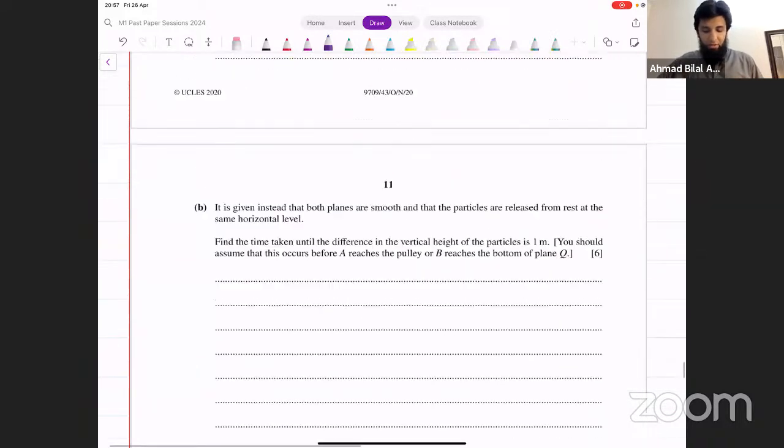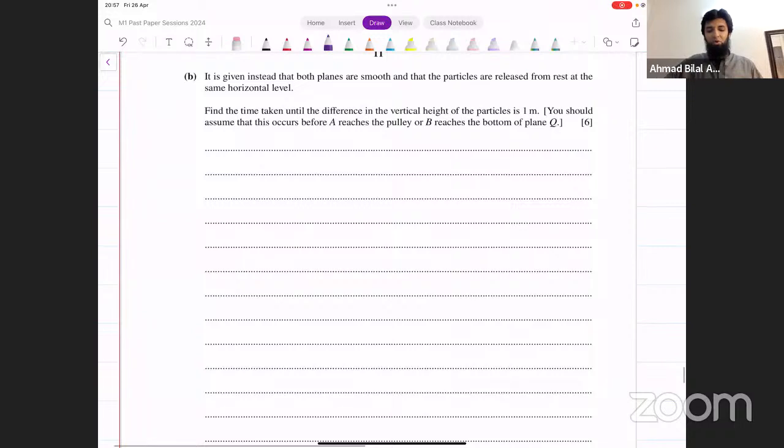Now let's look at the next one. It says it's given instead that both planes are smooth and that the particles are released from rest at the same horizontal level. Find the time taken until the difference in the vertical height of the particles is 1 meter. You should assume that this occurs before A reaches the pulley or B reaches the bottom of the plane.